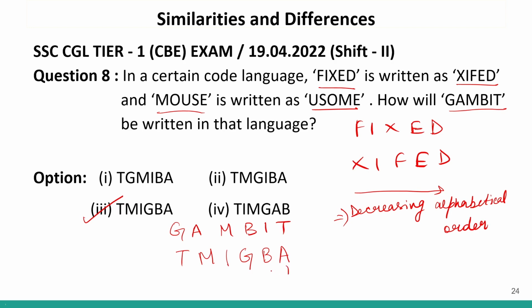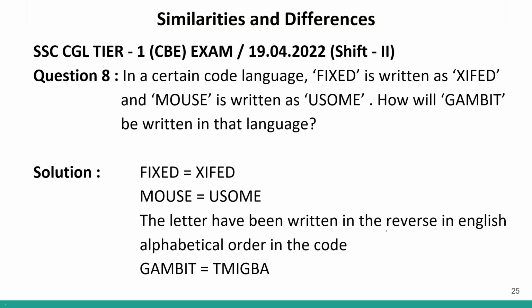Correct? If you remember the ranks, A is 1, B is 2, G is 7, I is 9, M is ranked at 13, and T is ranked at 20. So 1, 2, 7, 9, 13, 20, this will be the decreasing alphabetical order. Hence our answer will be option number 3, TMIGBA. Okay?